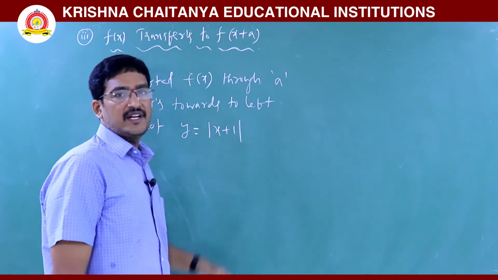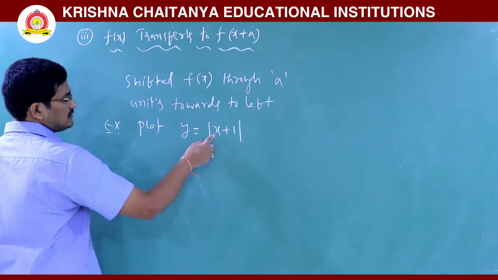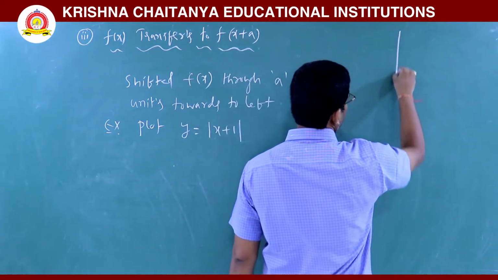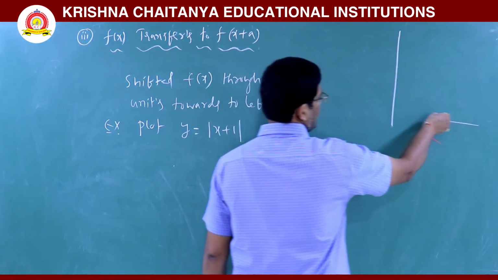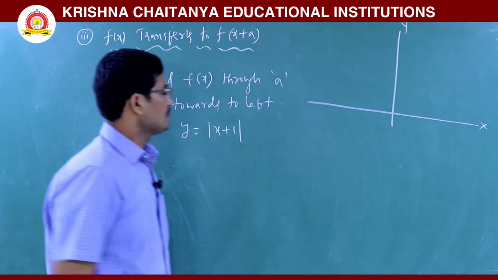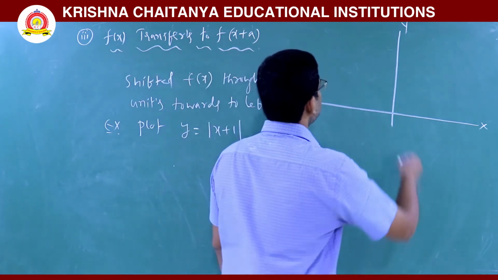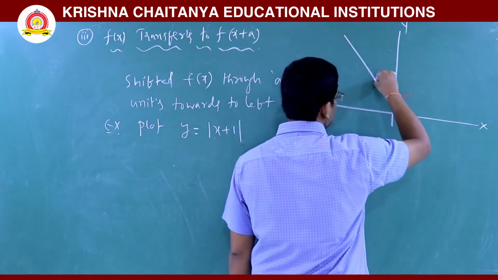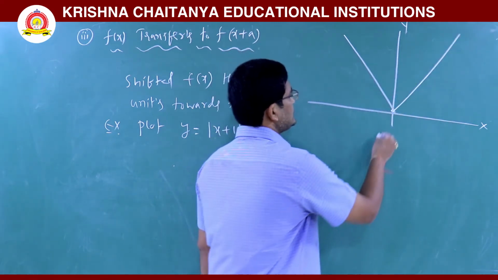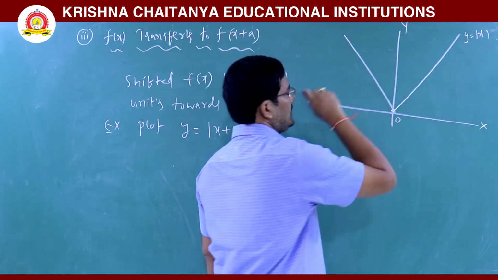We need this curve, mod of x plus 1. So first we have to draw the curve mod x. It is the x axis, it is the y axis. First you have to draw the curve mod x. It is a V-shaped curve which is passing through the origin. This one has a sharp edge at the origin. This is the curve y equals to mod x. It is the y equal to x line, and it is the y equal to minus x line.